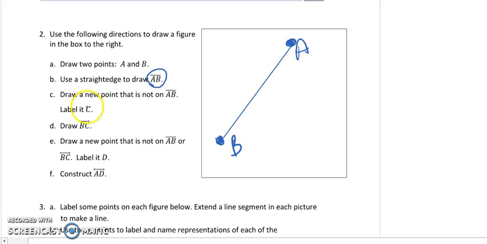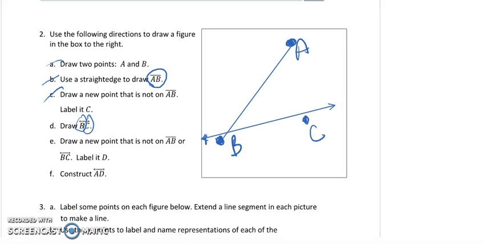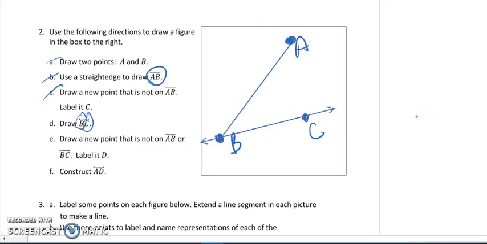Now draw a new point that is not on line segment AB and label it C. Okay, catch up if you need to, but I'm going to label C over here. Then it says draw line BC. This means it has to pass through B and pass through C because I see arrows. So I'm going to start at B, pass through B, pass through C, and mine needs to just go up a little bit. It's kind of hard on the computer. Alright, I think I have it now.